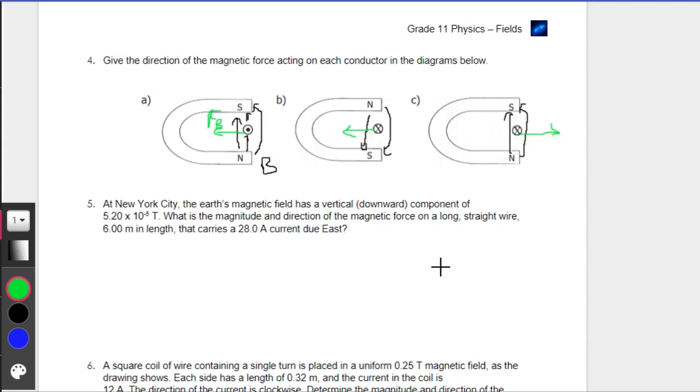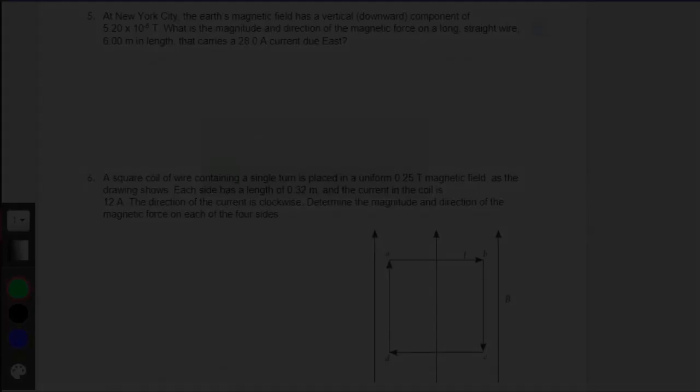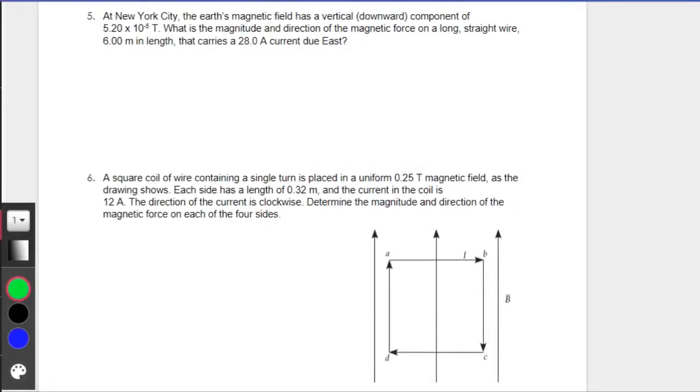If you said to the east, you're correct. Number 5. At New York City, the Earth's magnetic field has a vertical downward component. So we're going to have a vertical downward component being the magnetic field of a very small value. What is the magnitude and direction of the magnetic force?